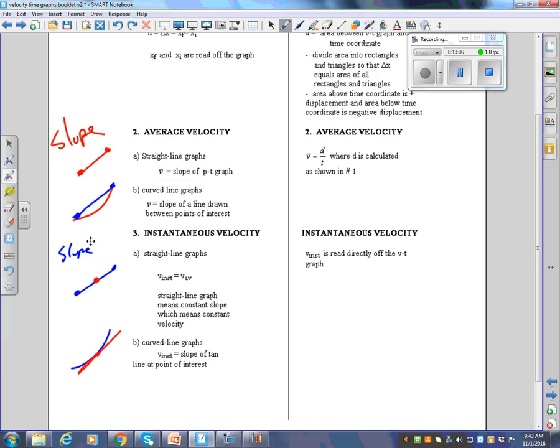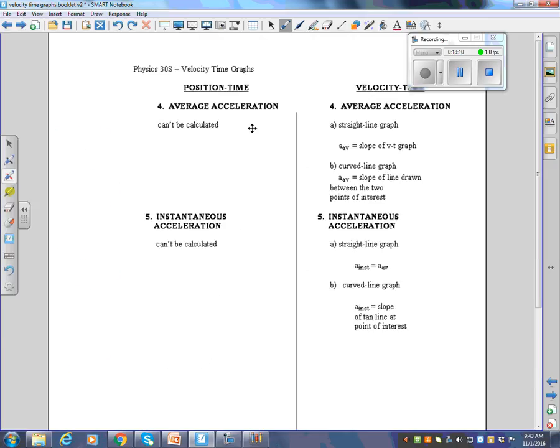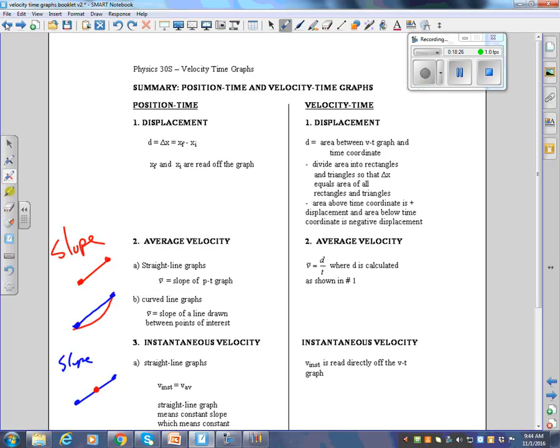Okay, on the second page, if you're asked to find average acceleration from a position time graph, you say, can't be done. It's too far down the derivatives, right? You can't find it. What about instantaneous acceleration? Can't be done. Okay, go back to the first page.